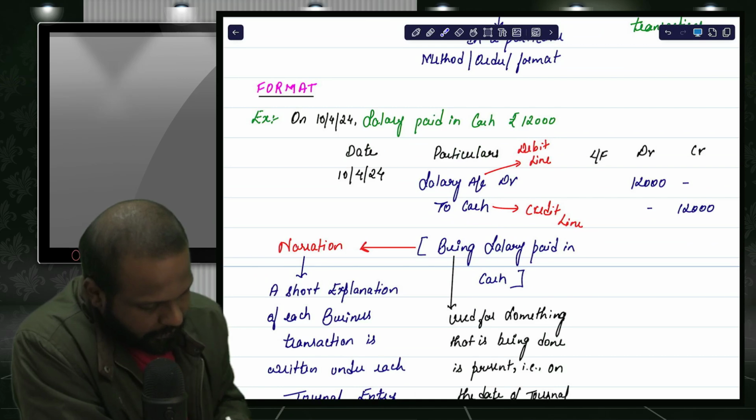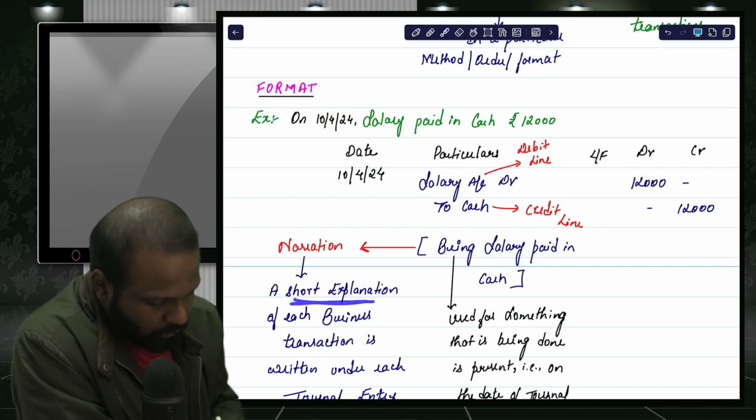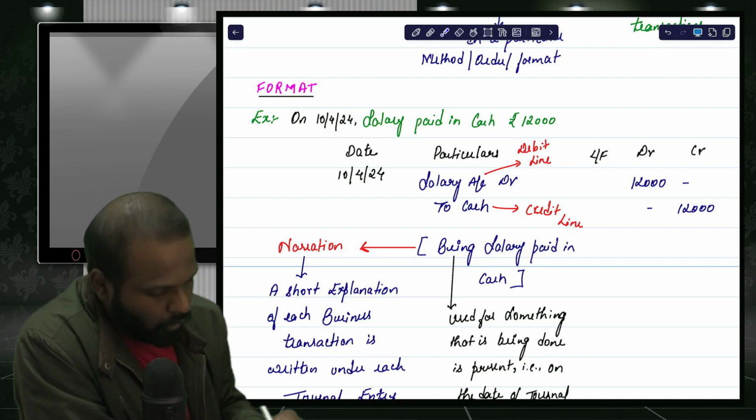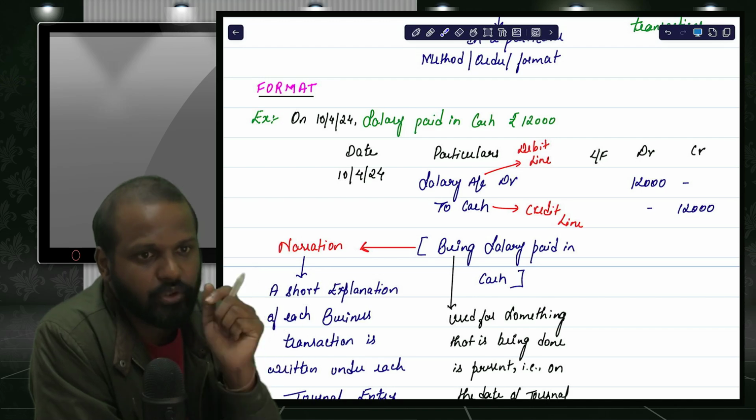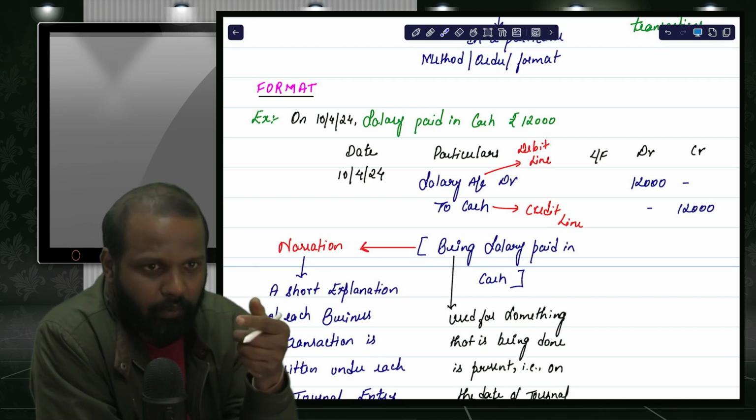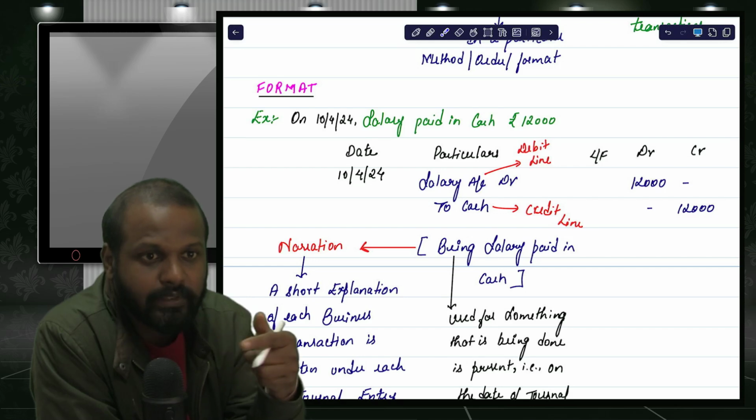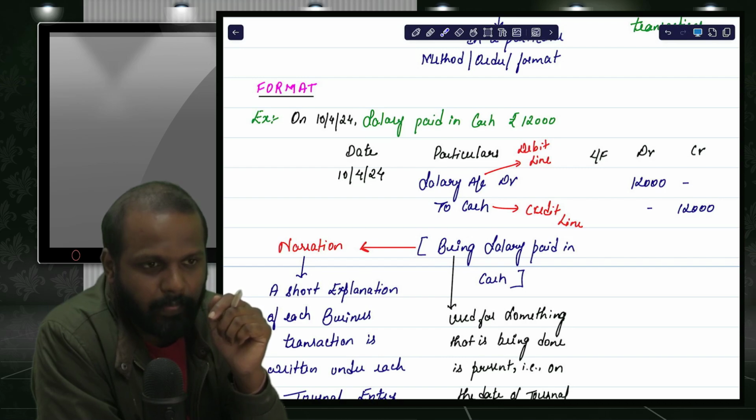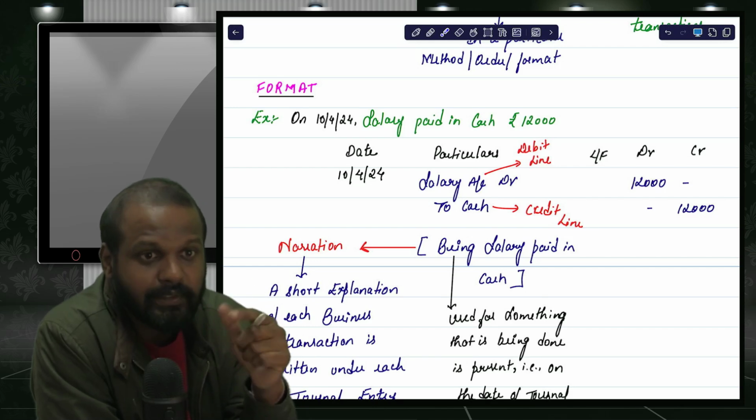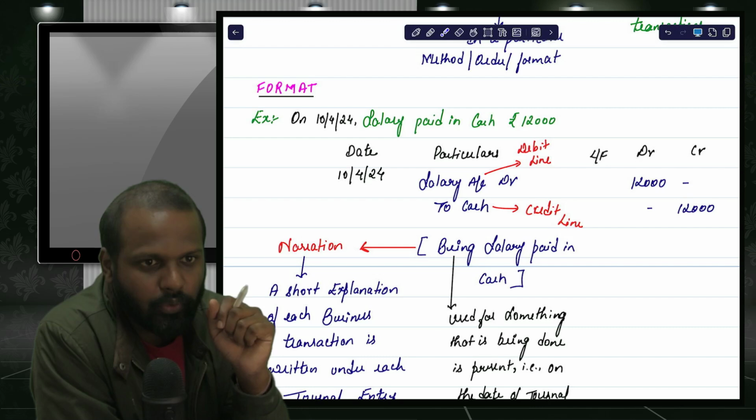Now below this journal entry, we are going to write the narration. Narration means a short explanation of the business transaction. Whatever journal entry we have passed, we give a short explanation of it. Because many times, even if the business transactions are different, the journal entry looks similar. Let's say there are 4 different types of business transactions, but in all 4, the journal entry looks similar.